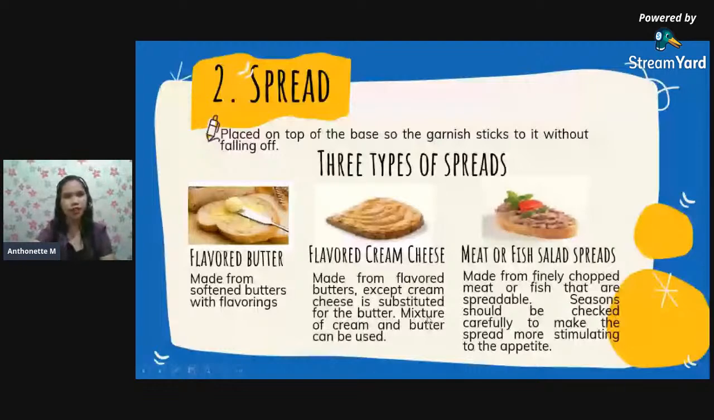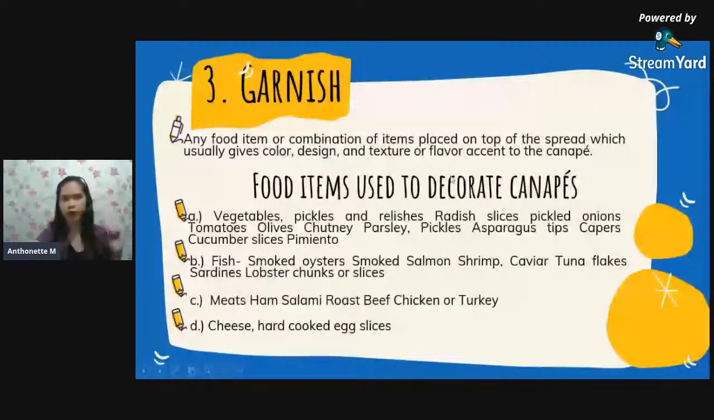Next is the garnish. So we already have the base, we already have the spread. So the third one is the garnish. Okay? So ang garnish po natin is any food or combination of items placed on the top of the spread. So kung may base ka na, may spread ka na, the third one is the garnish, which usually gives color, design, and texture or flavor accent to the canapes. So usually si garnish yung kapansin-pansin pagdating sa appetizers natin. Okay? So siya yung nasa ibabaw. Siya yung crown. Siya yung nagbibigay ng color, ng design, ng texture, or flavor accent to the canapé.